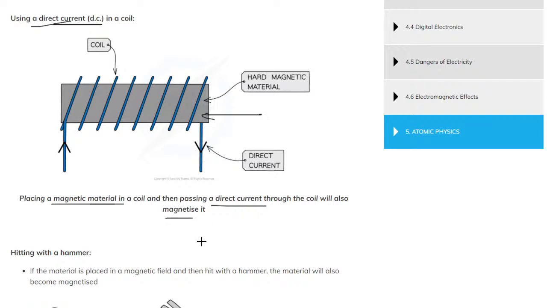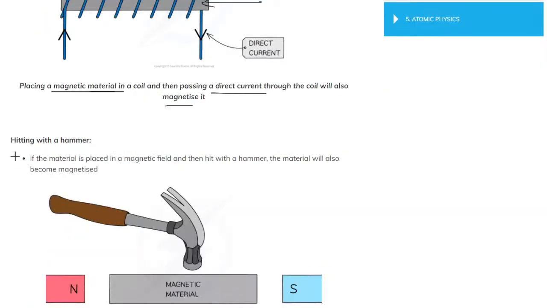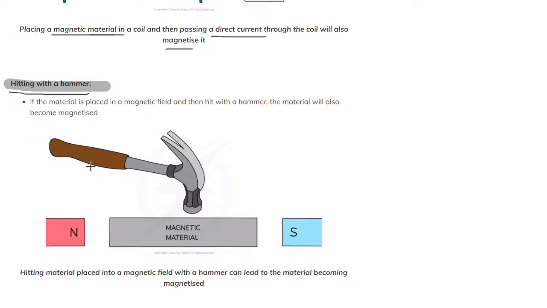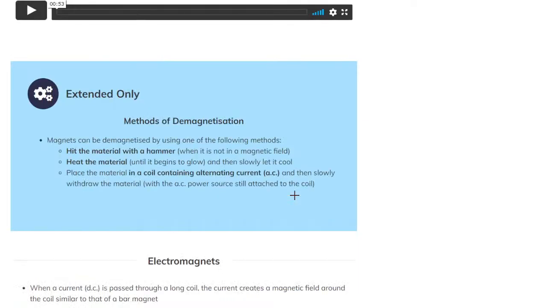So we have looked at two ways now: the stroking method, and magnetizing by putting a direct current through it. Next up, we say hitting with a hammer. It just comes from its name. If a material is placed in a magnetic field and then hit with a hammer, the material will also be magnetized. Hitting the material placed in the magnetic field with a hammer can lead to it becoming magnetized. That is the methods of magnetization.